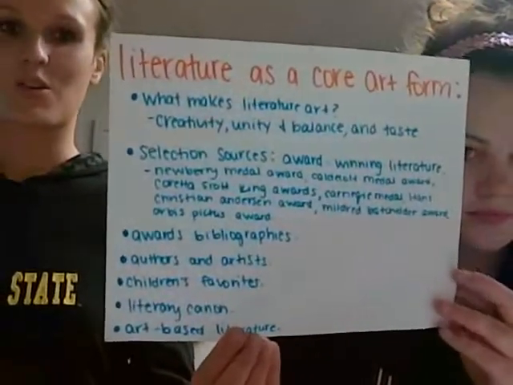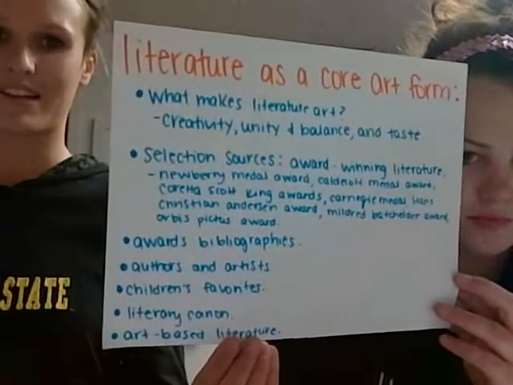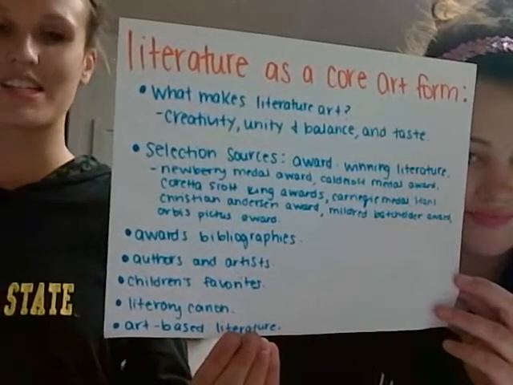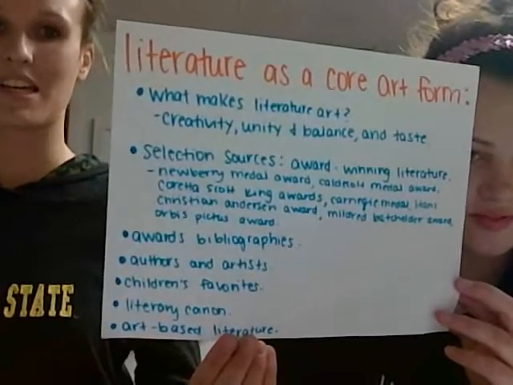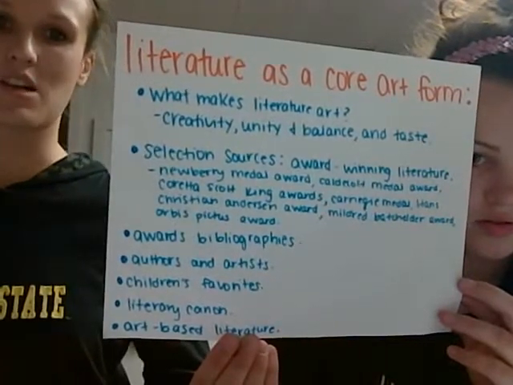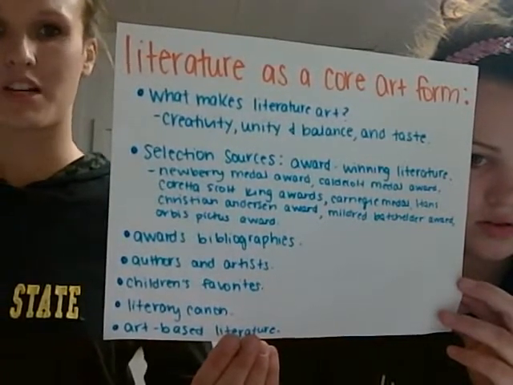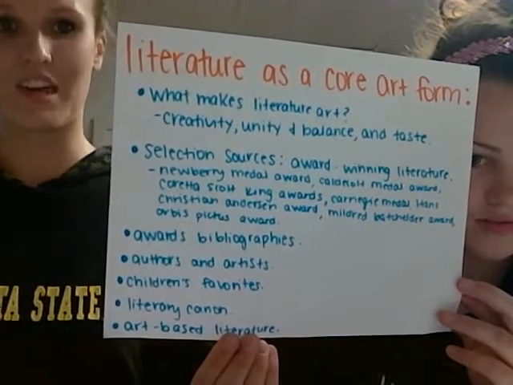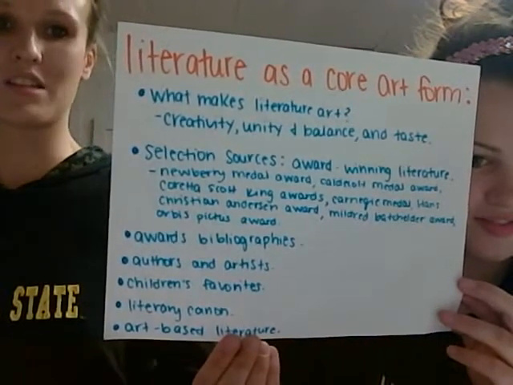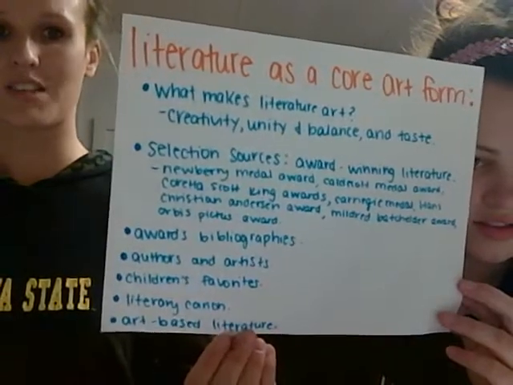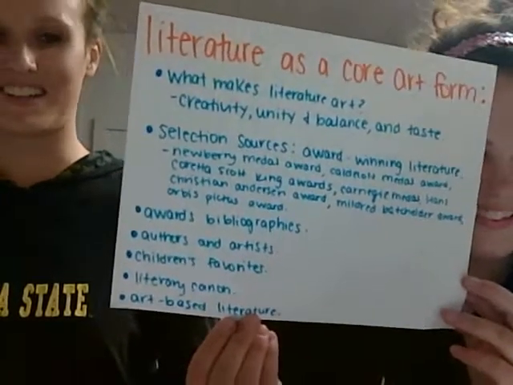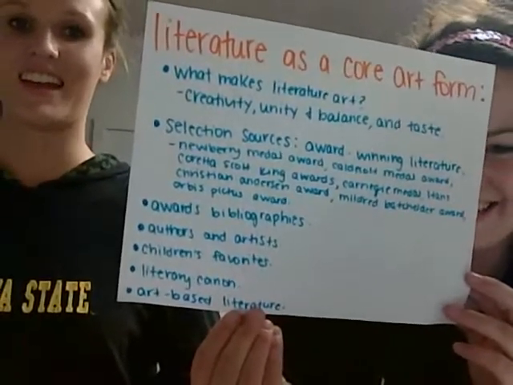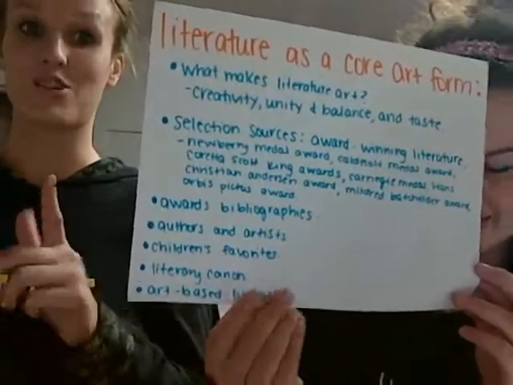The next one is literature is the core art form. What makes literature arts? Creativity, unity, and balance and taste. Some selections of sources are award-winning literature, Newbery Medal Awards, and awards bibliographies, authors and artists, children's favorites, literary canon, arts-based literature.